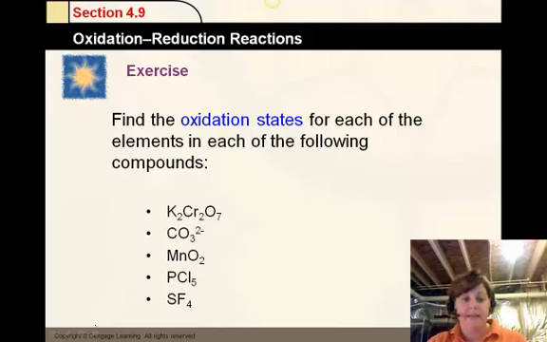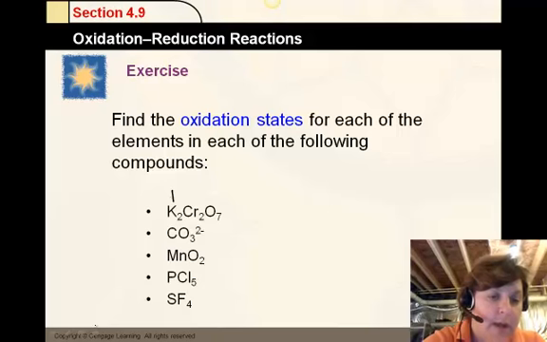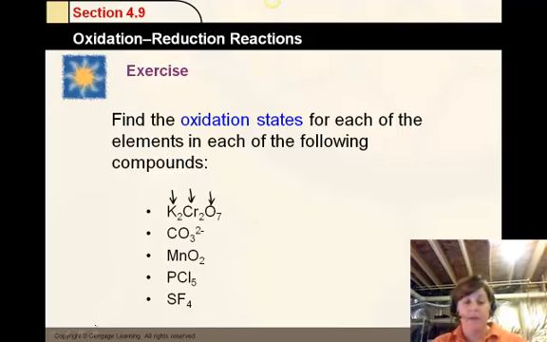So let's look at this particular example. These are some good questions. Find the oxidation states for each of the elements in each of the following compounds. That means we actually want to find, in the first one, potassium, chromium, and oxygen. And again, because it's a compound, they all have to add to 0. The sum of the potassium charges, the chromium charges, and the 7 oxygens has to equal 0.